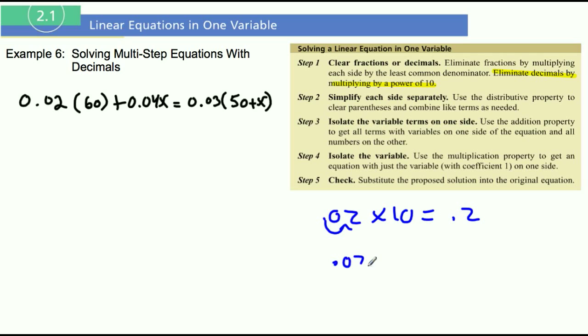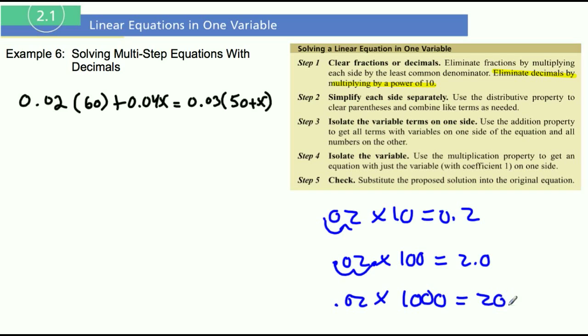If I said 0.02 times 100, then that number became 2.0, because the decimal went 1, 2. If I had 0.02 and multiplied that by 1,000, the answer would be 20.0, because you moved over 1, 2, 3, and then put a 0 right here. So that's why it says multiply by powers of 10.